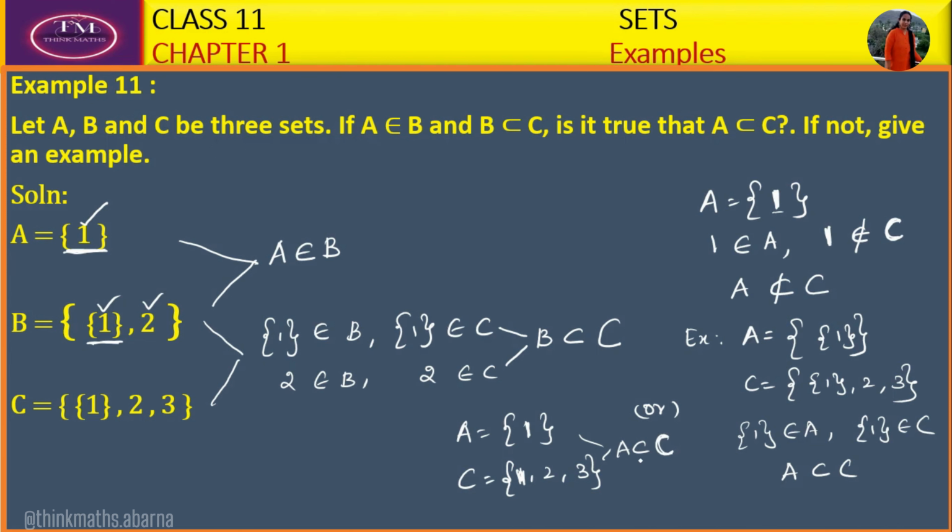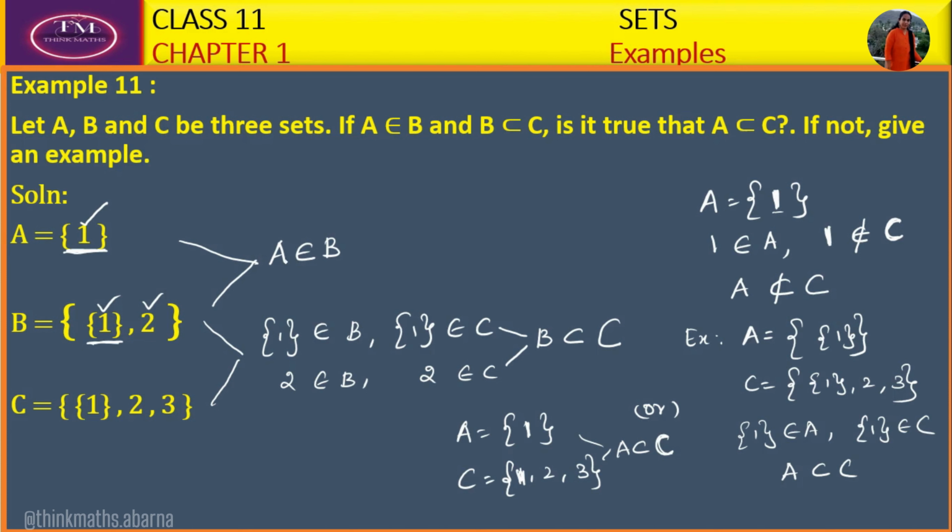Okay. So subset means it is the relation between the sets, that is, every element of A should be an element of C. Here, belongs to means it is the relationship between an element and the set. So this is the element and this is the set. So it is the relationship between the element and the set.